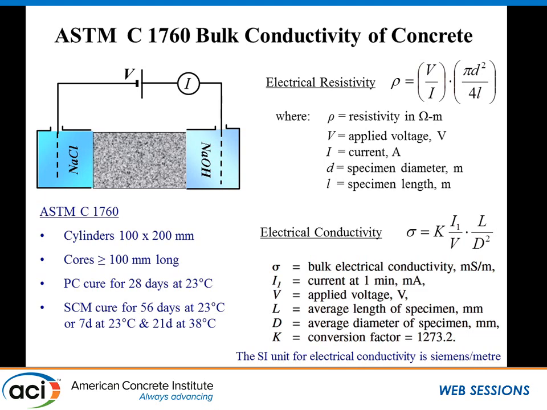But that test has been modified recently to use the same equipment to measure the electrical conductivity. You see there a sketch of the apparatus. We can now take a full-size cylinder, 4 by 8 inch or 100 by 200 millimeters, and measure the conductivity of that specimen using the same equipment with the same 60 volts applied direct current, and then you just read the current instead of waiting 6 hours and seeing how much electrical charge flows. But essentially, you're measuring the same thing.